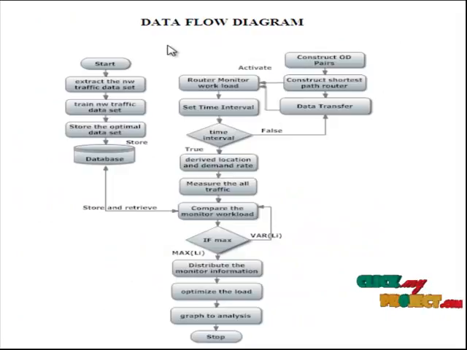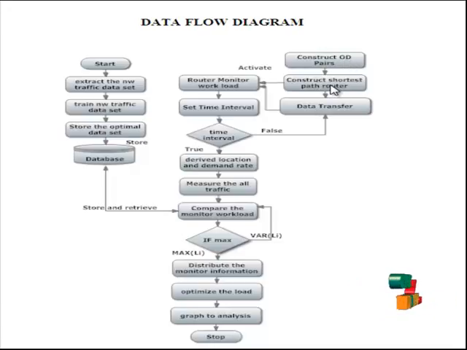Data flow diagram. Let's discuss the data flow diagram. Start. Extract the new traffic dataset, train the dataset and store the optimal dataset, because this dataset is used to compare the workload of the proposed system, and then optimization is used based on this dataset. Then create nodes, that is, construct the OD paths, and the source and destination are selected, and then the source node selects the file and transfers it to the destination. That means data transfer.